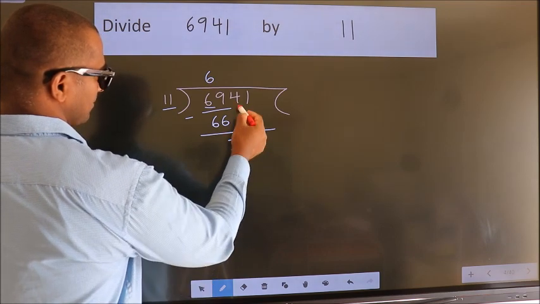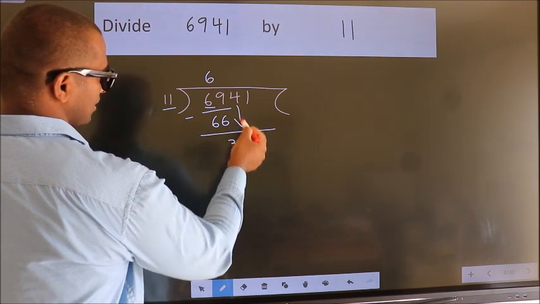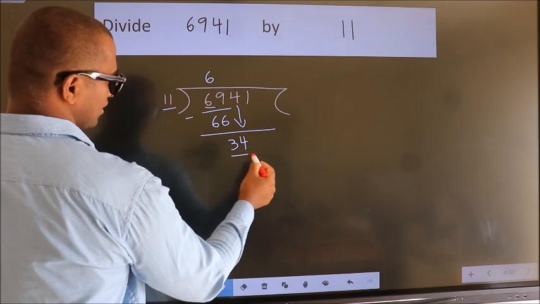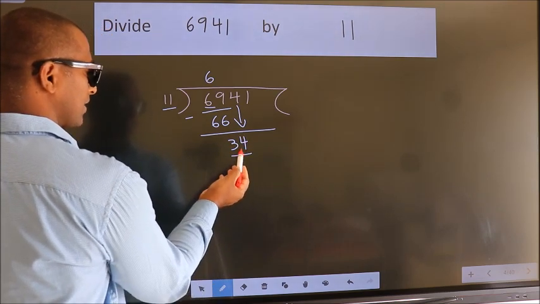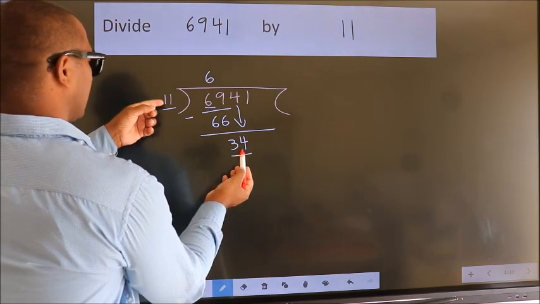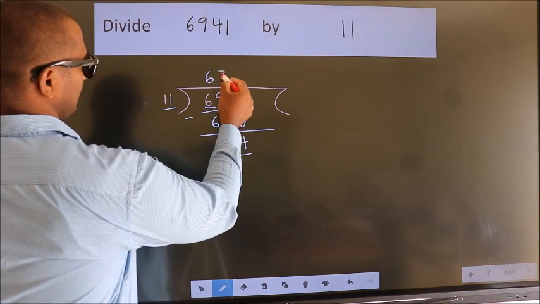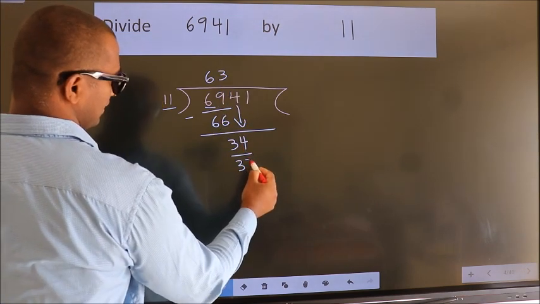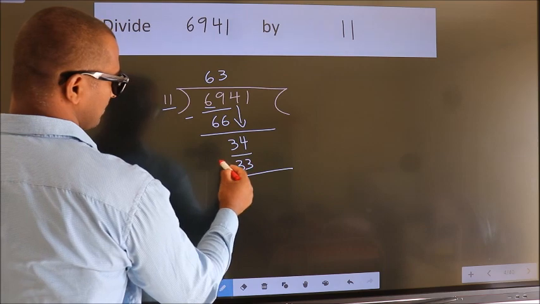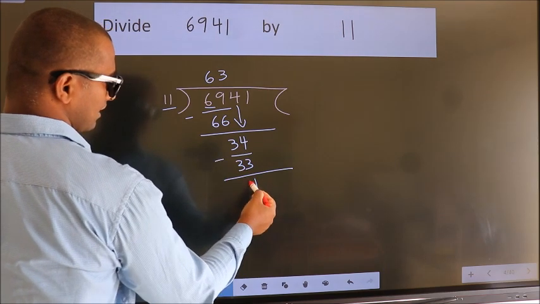After this, bring down the beside number, so 4 down, so 34. A number close to 34 in the 11 table is 11 times 3, 33. Now we subtract, we get 1.